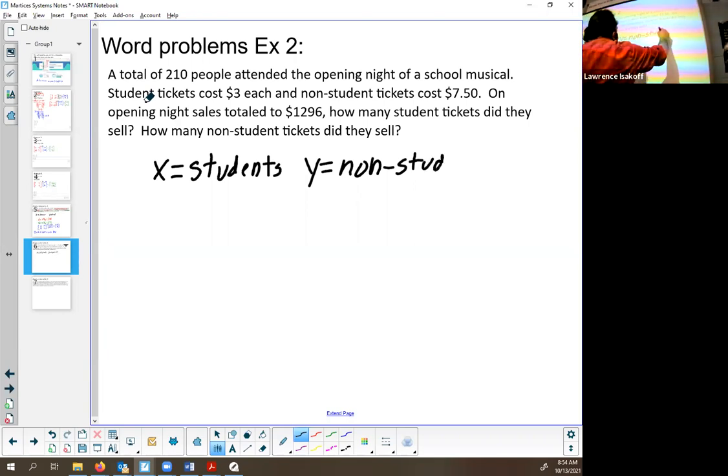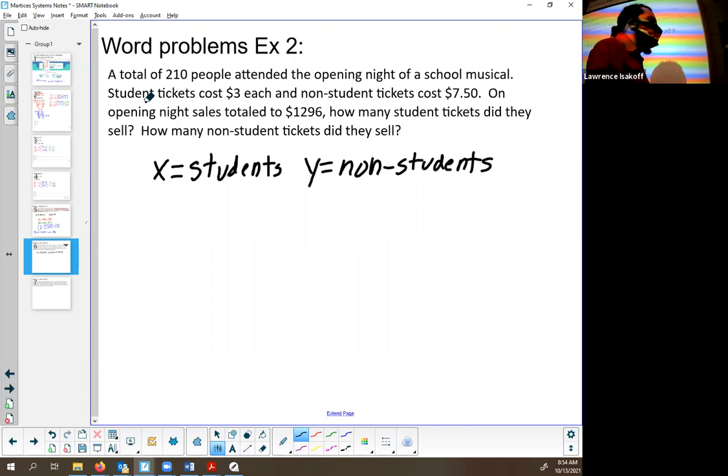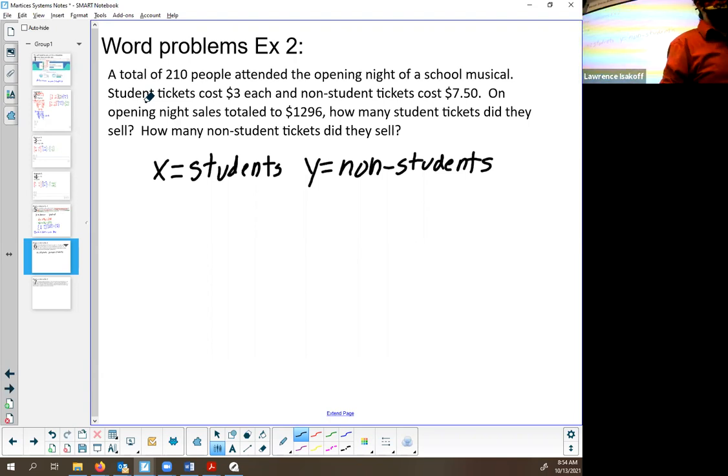Now, technically, you can make these variables whatever you want. I'm just going with X and Y because that's pretty much the standard we use in math. However, if you wanted to use variables that were more descriptive, like S and N here, that would be perfectly fine for students and non-students.